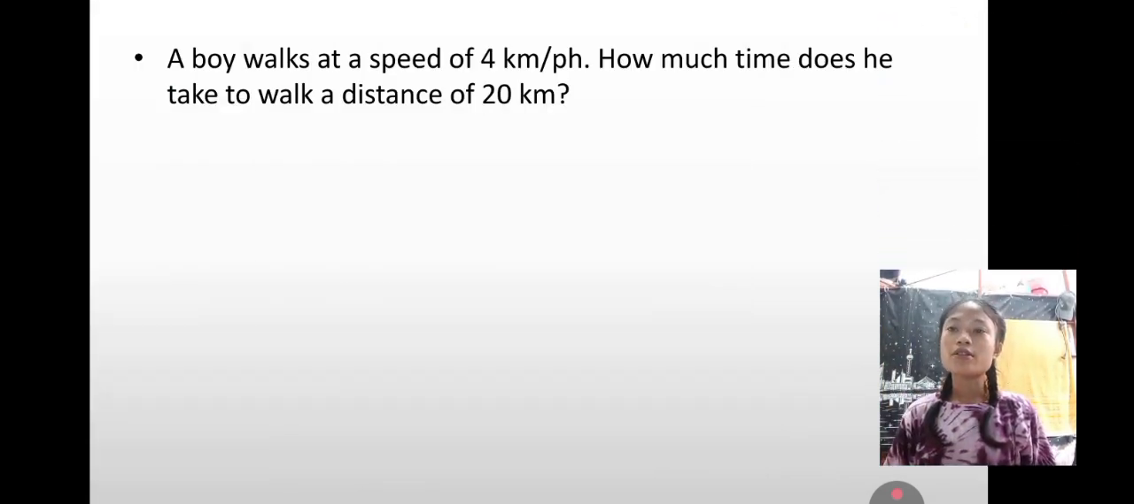Here is the first word problem. A boy walks at a speed of 4 kilometers per hour. So how much time does he take to walk a distance of 20 kilometers?